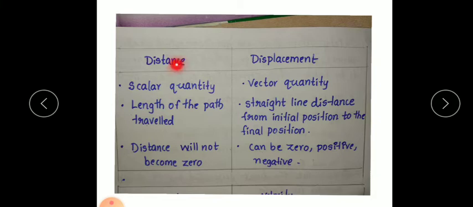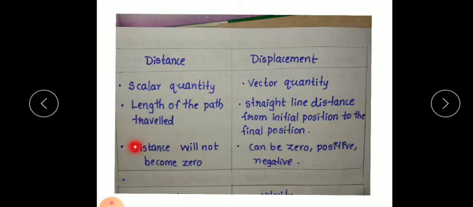We know that distance is a scalar quantity and displacement is a vector quantity. Then what is distance? The length of the path travelled is known as distance, while what is displacement? The straight line distance from initial position to the final position is known as displacement.